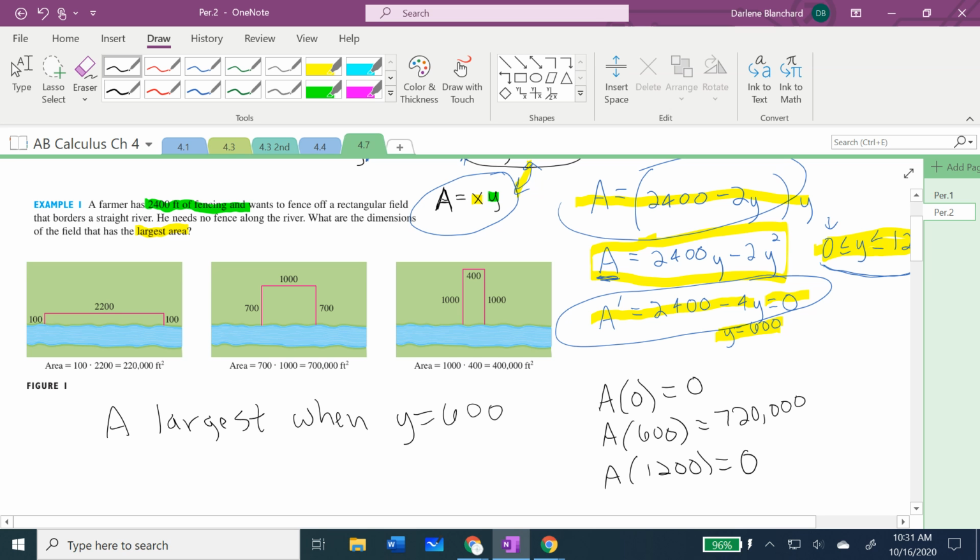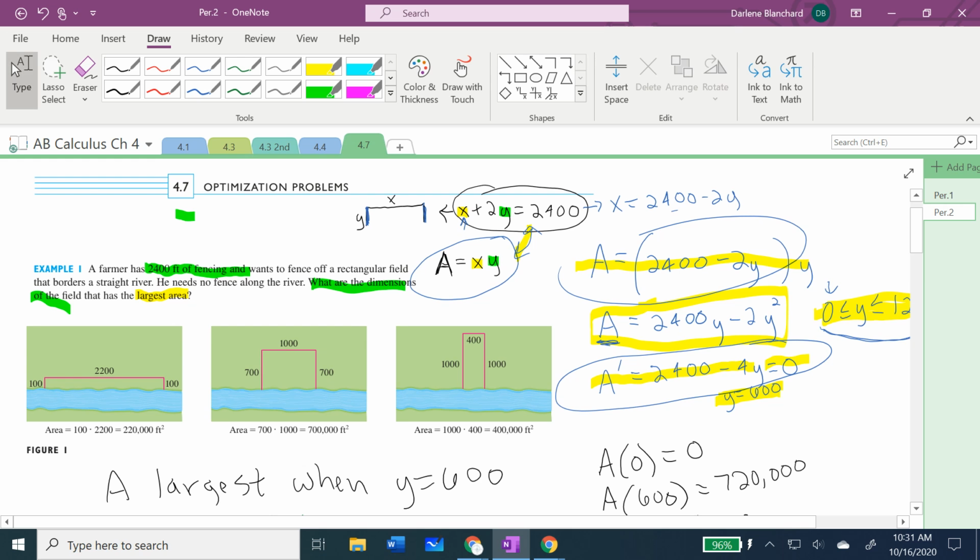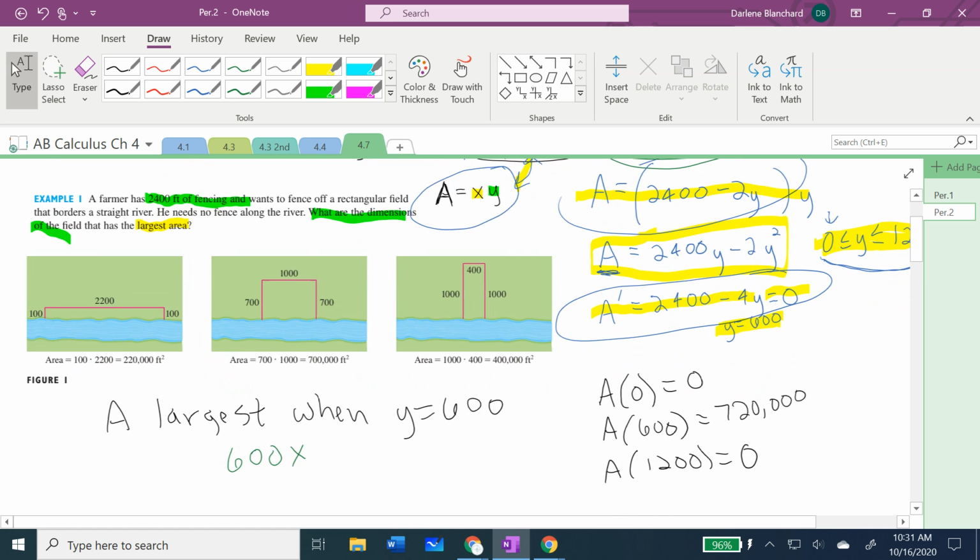But then you need to make sure to answer the question. The question asked, what are the dimensions of the field with the largest area? You already know the y dimension, so 600 by, and if you know what y is, what does that make x? If y is 600, x is 1200. So 600 feet by 1200 feet are the dimensions, and that answers the question.